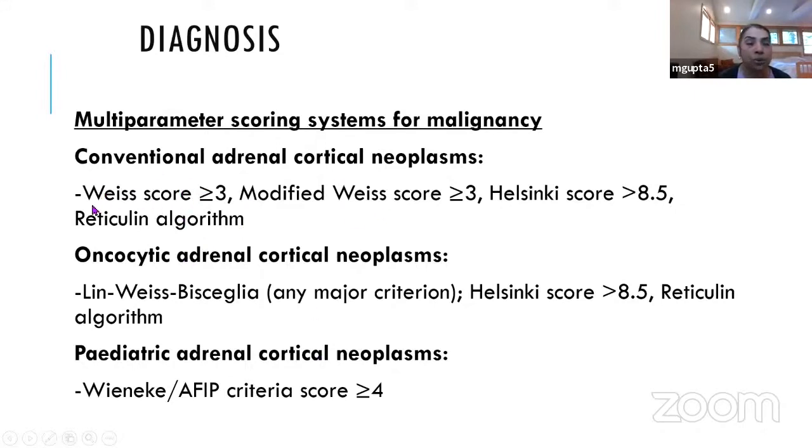I'm sure that you all are familiar with the Weiss scoring criteria, and then a modified Weiss criteria, Lin-Weiss, Bestselia criteria, Helsinki's criteria, reticulin algorithms, which are some of the new ones, and then the Vinke criteria for pediatric adrenal cortical neoplasm. This slide just shows you which criteria to use for what kind of adrenal cortical neoplasm.